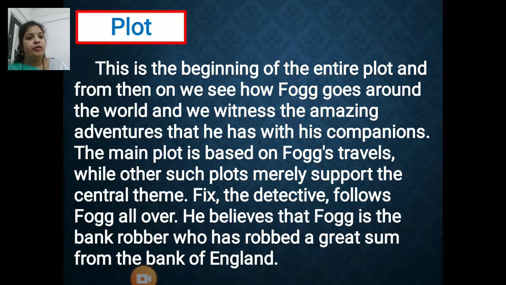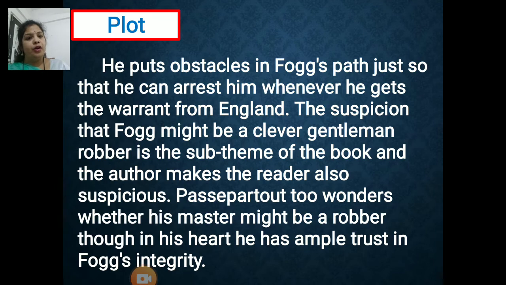The main plot is based on Fogg's travels, while other such plots merely support the central theme. Fix, the detective, follows Fogg all over. He believes that Fogg is the bank robber who has robbed a great sum from the Bank of England. He puts obstacles in Fogg's path just so that he can arrest him whenever he gets the warrant from England. The suspicion that Fogg might be a clever gentleman robber is the sub theme of the book, and the author makes the reader also suspicious. Passport Out too wonders whether his master might be a robber, though in his heart he has ample trust in Fogg's integrity.